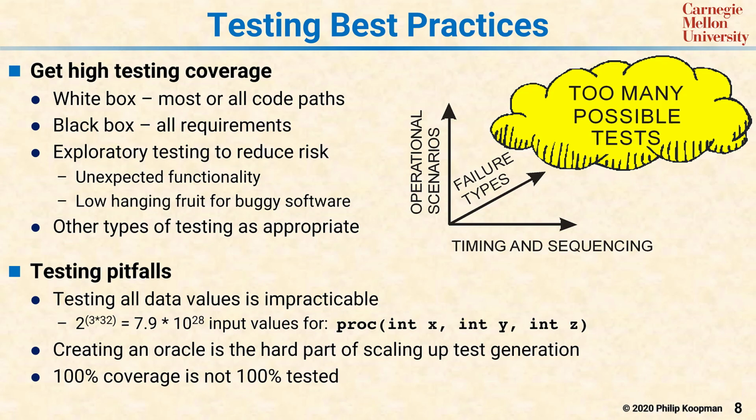Another pitfall is 100% coverage is not 100% tested. This sort of falls out of the earlier point that you can't test all possibilities. Sure, you can hit every line of code, but you can't hit every line of code with every potential value. And so the coverage is a heuristic, and high coverage numbers are good, but that's a starting point, not an ending point. Similarly, 100% passing tests is not 100% bug-free because your testing only partially exercises the software.